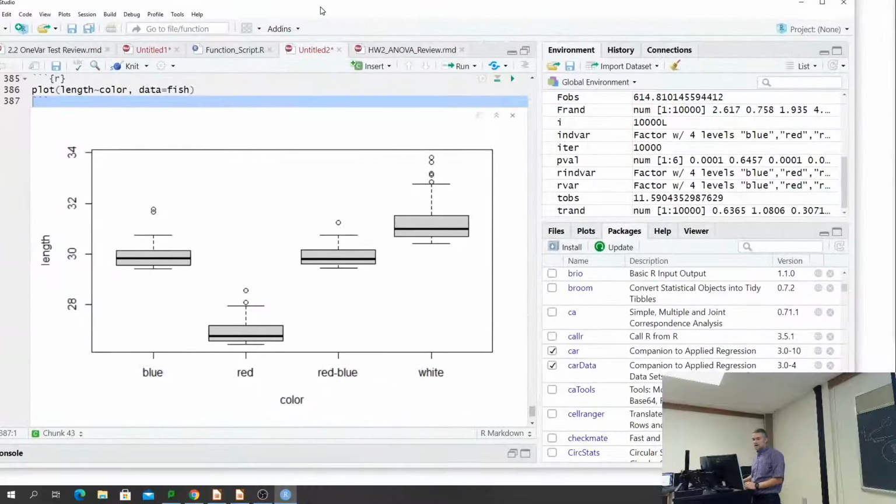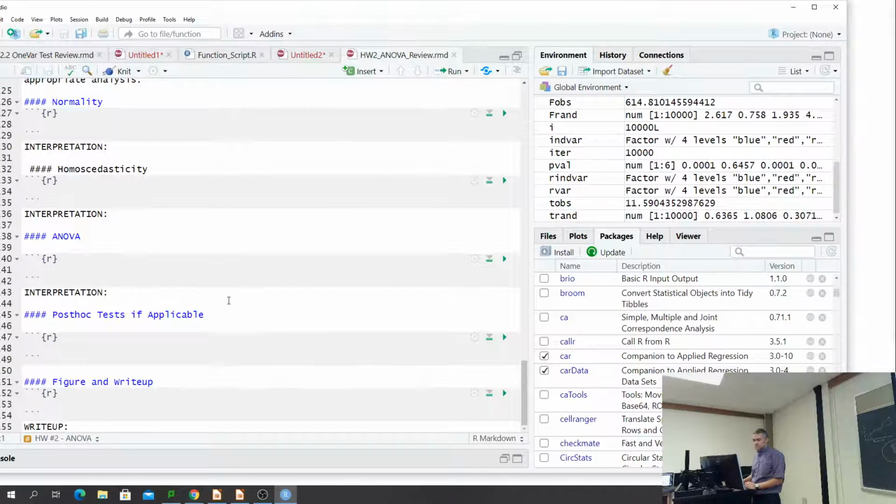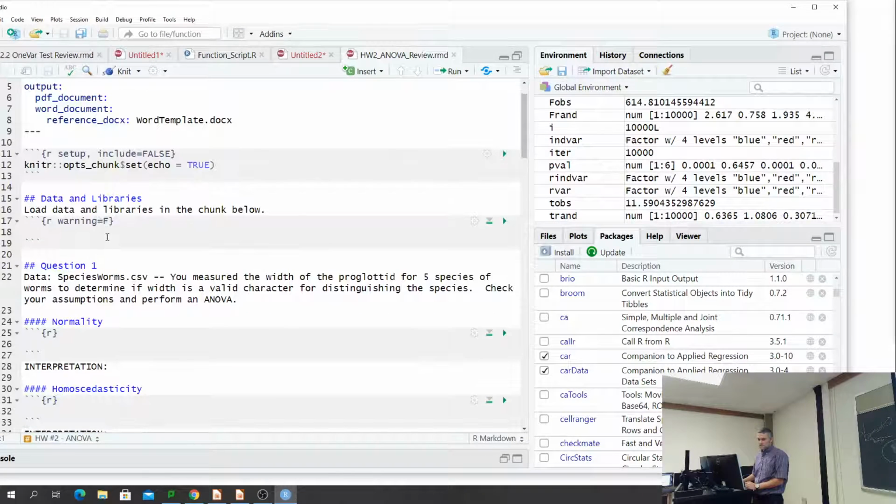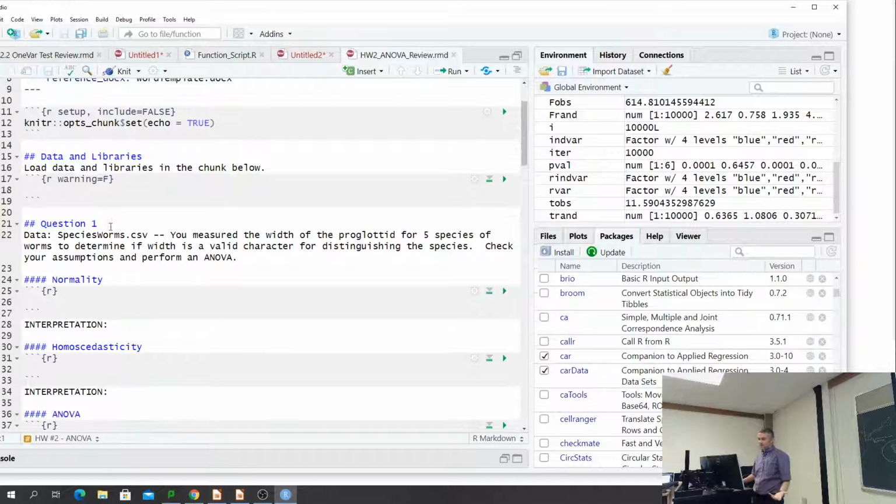So here I have it opened. You're going to see just right from the get-go, you're going to have all your data and libraries. You're going to load in your data and load in your libraries all within one chunk so that once you run it and when you knit it, it's going to run that chunk. And I also have warnings equal false. So you know how when you load car, it says, oh, this stuff will be masked from the data. That doesn't get printed. It doesn't go into your PDF.